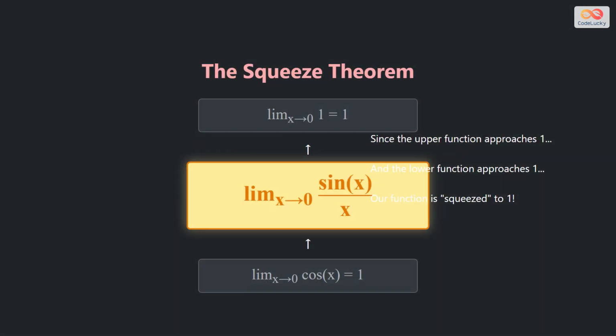This is where the Squeeze Theorem comes in. We have trapped our mystery function, sine x over x, between 2 other functions, cosine x and the constant 1. As x approaches 0, cosine of x approaches 1. The constant 1 obviously stays 1. Since the top and bottom bread of our sandwich both go to 1, the middle meat is forced to be 1 as well.